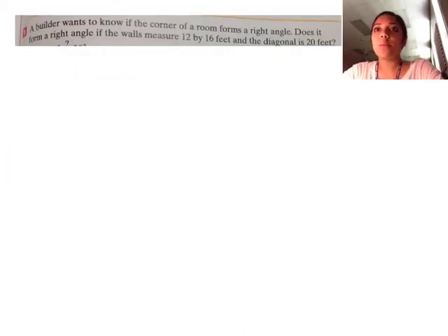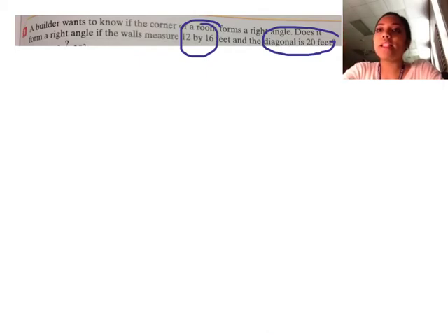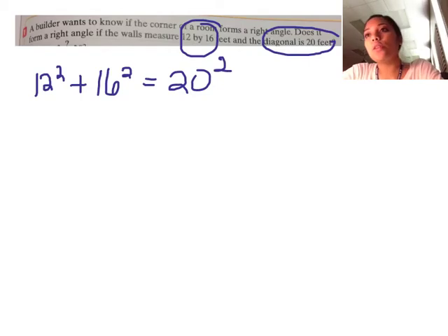Okay, so a builder wants to know if the corner of a room forms a right angle. Does it form a right angle if the wall measures 12 feet by 16 feet and the diagonal is 20 feet? Another word for this diagonal, that just means that that is my hypotenuse, which is C. So that means 12 by 16 feet, that's my A and B. So I have 12 squared plus 16 squared equals 20 squared. I need to know if this is true or not. If it's true, then yeah, it is a right angle. If it's false, that means no, it's not a right angle.